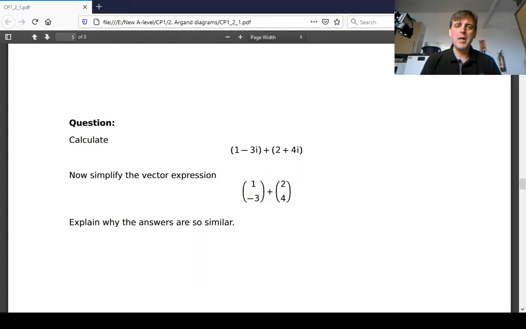Right, now let's see if we can answer this slightly different question, which I put on the screen now. I've given you a complex numbers question, but I've also given you a vector question as well. And what I'd like you to do is find the answers to both of those and then explain why we've got such similar answers in each case.